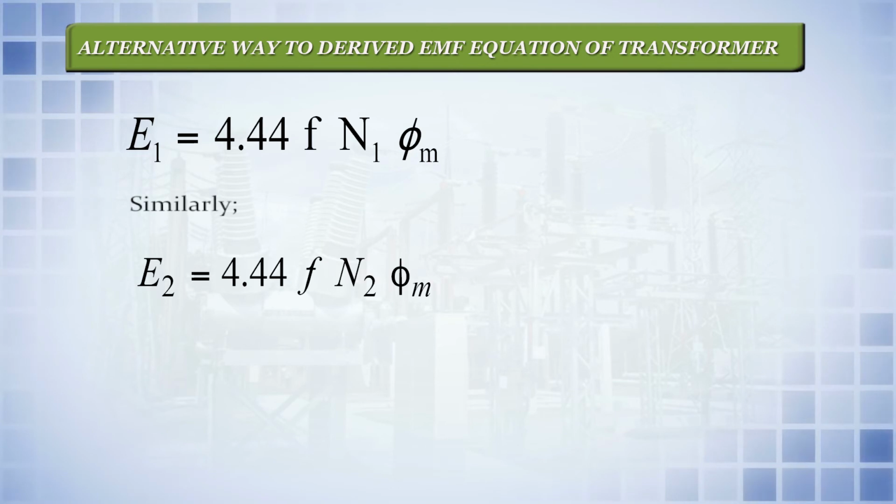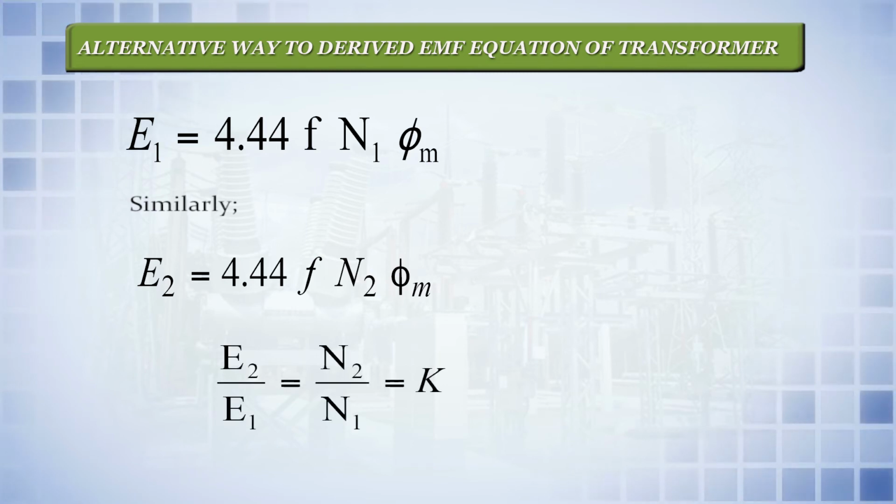Similarly, you can write the induced EMF at the secondary side, that is E2 is equal to 4.44 f N2 phi m. So on the basis of these two equations for E1 and E2, you can write E2 upon E1 is equal to N2 upon N1, which is equal to K, where K is the transformation ratio. For an ideal transformer, it is assumed that the entire magnetic flux linked with the primary winding is also linked to the secondary winding.